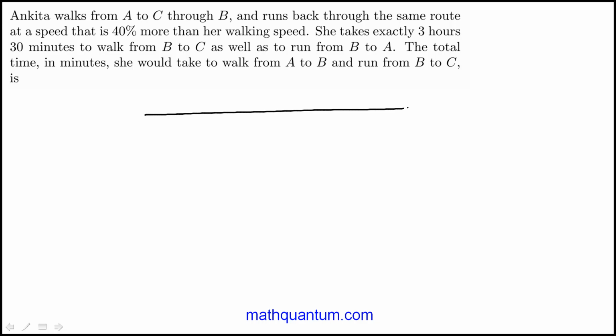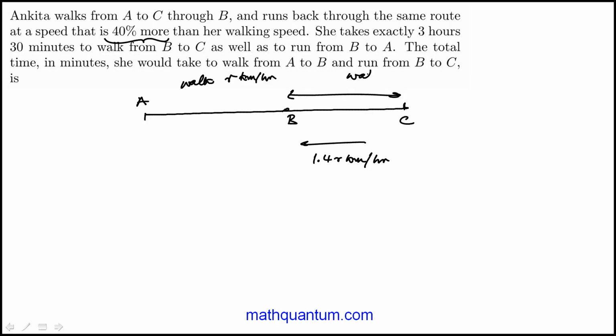So we have these two speeds. One is walking, and then we have these segments here, A, B, and C. If we call the walking speed of Ankita r kilometers per hour, then the return is 40% higher than her running speed. So it would be 1.4 r kilometers per hour.